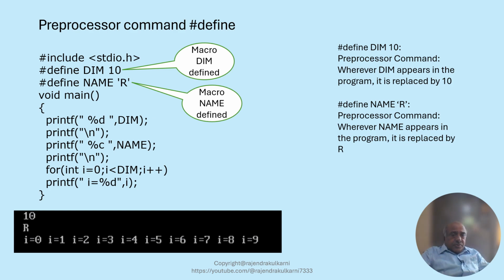So these are the outputs we are getting from this program. The first printf %d dim will display the value of dim as 10. In the second printf statement, where we have used name as the macro, this name will be replaced by r, and it is displayed here. Similarly, when this for loop runs, i becomes 0 to 9, which is displayed here, and the loop terminates when i is more than 9.